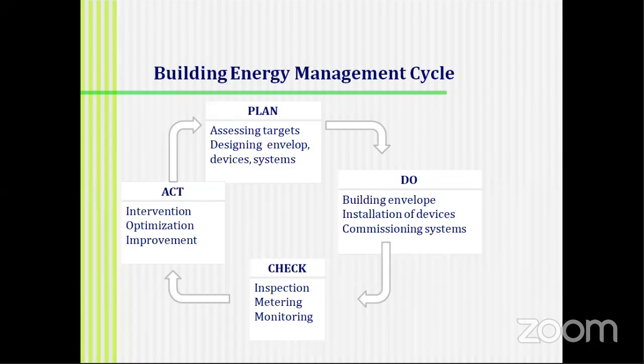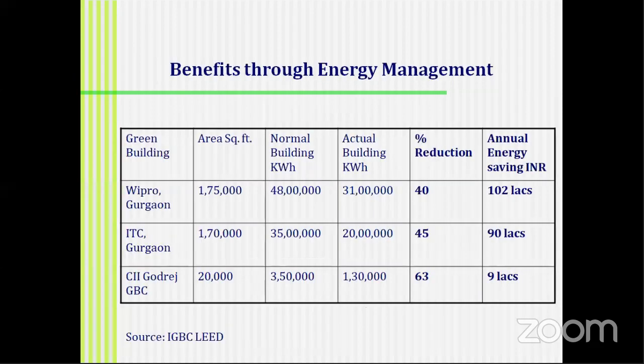So we can have targets. What should be the consumption target? What should be the demand target for energy? And exactly how we design envelopes, devices and systems, and how they are built, commissioned, inspected, metered, monitored, and finally, what kind of interventions and optimization strategies we incorporate, so that it feeds back to the planning, so that we improve and do better. We are in the same cycle, so that we are all the time in continual improvement mode.